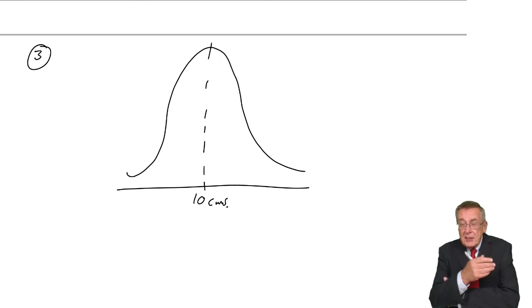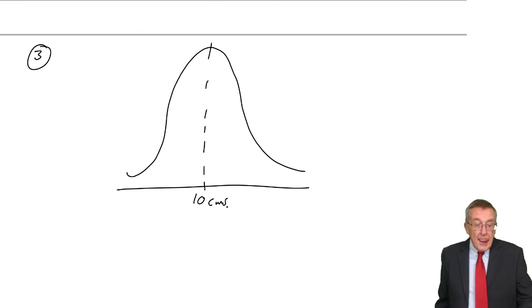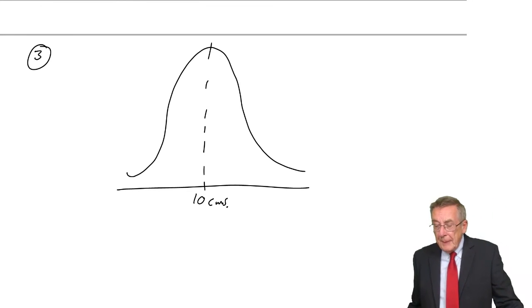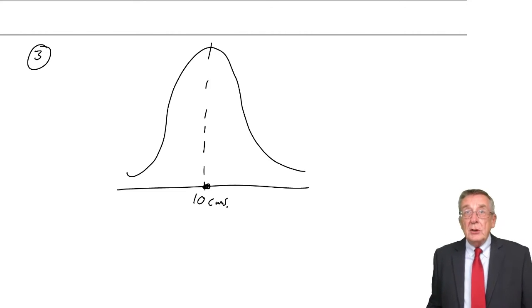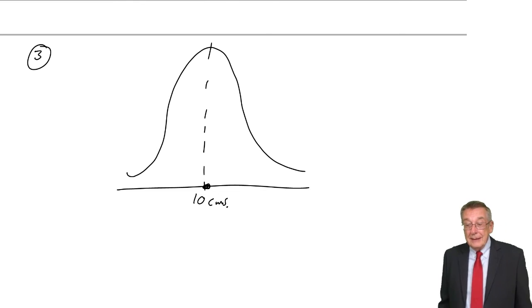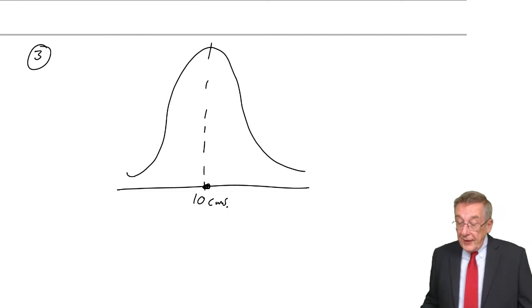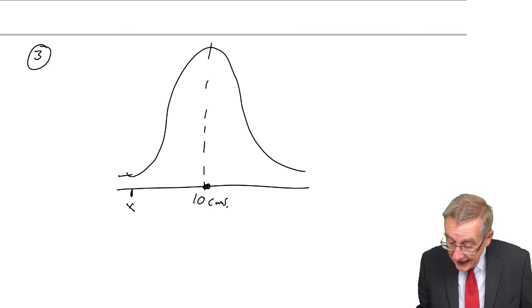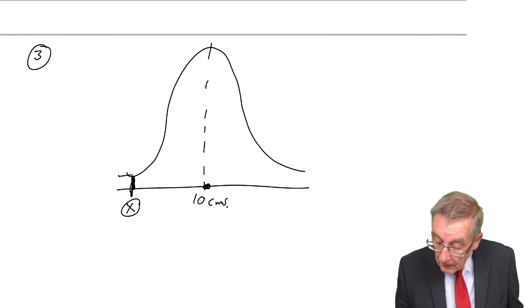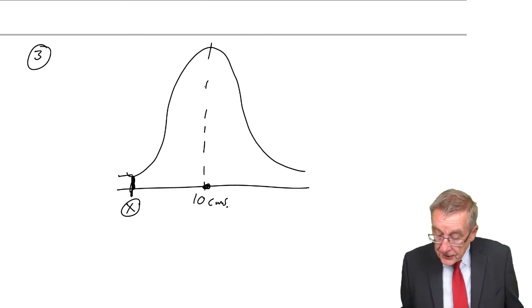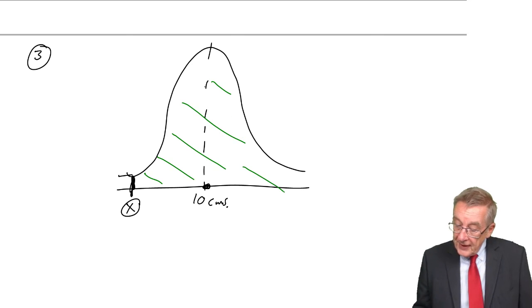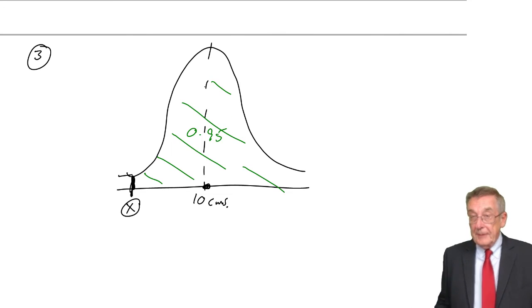You know, is x 5 centimetres, 8 centimetres, 15 centimetres? Well, they want a 0.95 probability that it's more than x. Well, remember, because it's symmetrical, there's a 0.5 probability that it's more than 10. And therefore, for there to be a 0.95 probability, x must be somewhere down here. And we want to know what x is. And so the area more than x, that area there, must be 0.95.